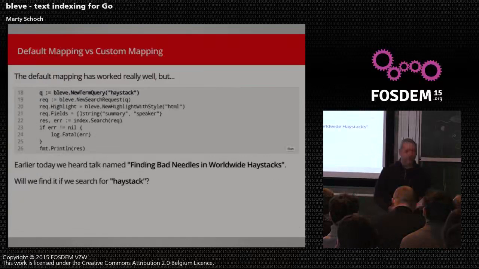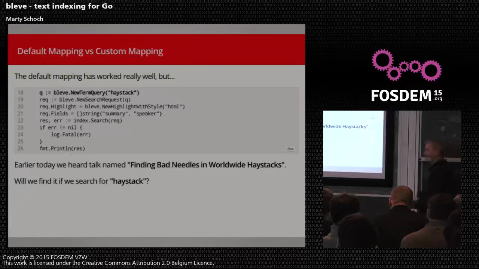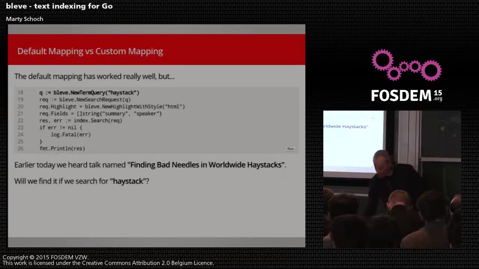So I mentioned the mapping at the beginning of the talk and how it was important. And as you can see, we've gotten pretty far with just using the default mapping. A lot of the stuff you expected to work did work out of the box. But it's not perfect, and I wanted to highlight that here because this is, I would say, a very important topic to successfully using Bleve.